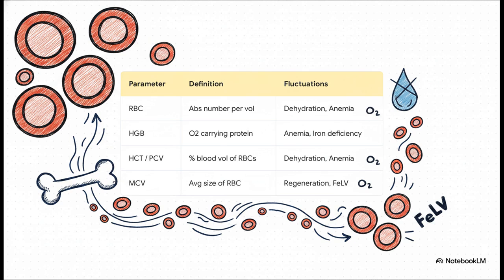But here's where it gets interesting. Pay really close attention to the MCV, the mean corpuscular volume. This tells us the physical size of a single red blood cell. So when MCV goes up, what we call macrocytosis, it's very often a huge sign of active bone marrow regeneration. Why? Because those newly minted immature red blood cells are literally just physically larger than the mature ones.